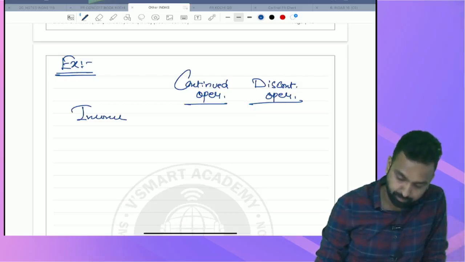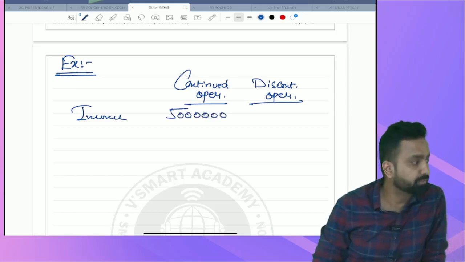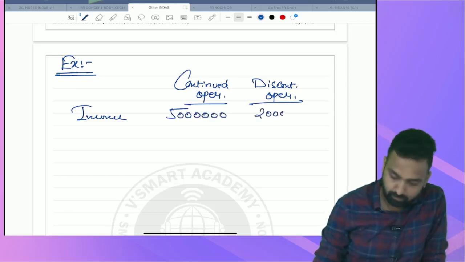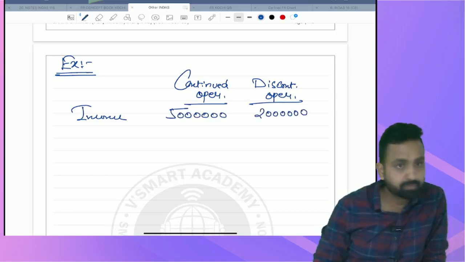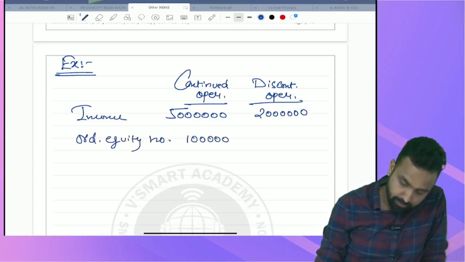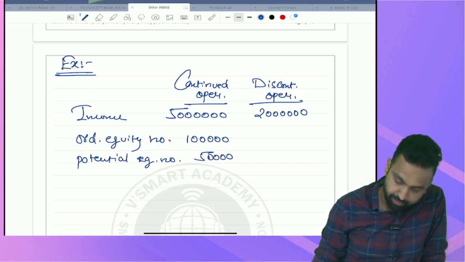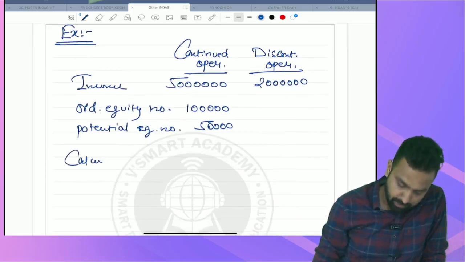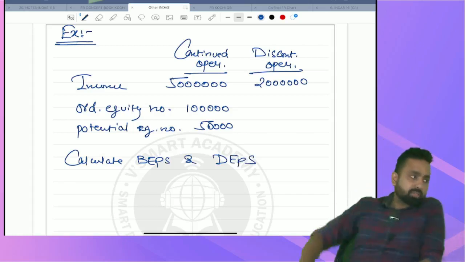Continuing operation 50 lakhs, discontinued operation 20 lakhs. Ordinary equity shares 1 lakh. Potential equity shares 50 thousand. Calculate basic and diluted. It's quite simple, just calculate it.